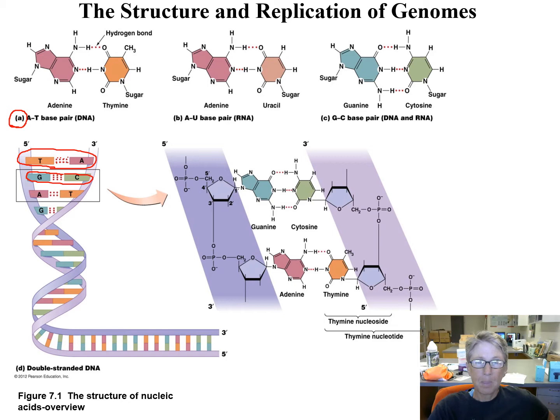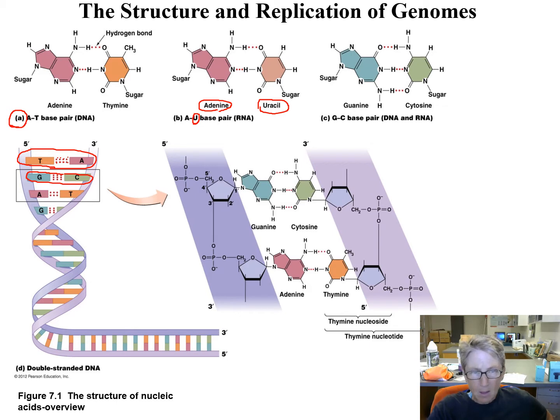In RNA, there is no T. So in RNA, instead of a T, you have a U. And then the U will pair with A in RNA. So uracil pairs with adenine in RNA.